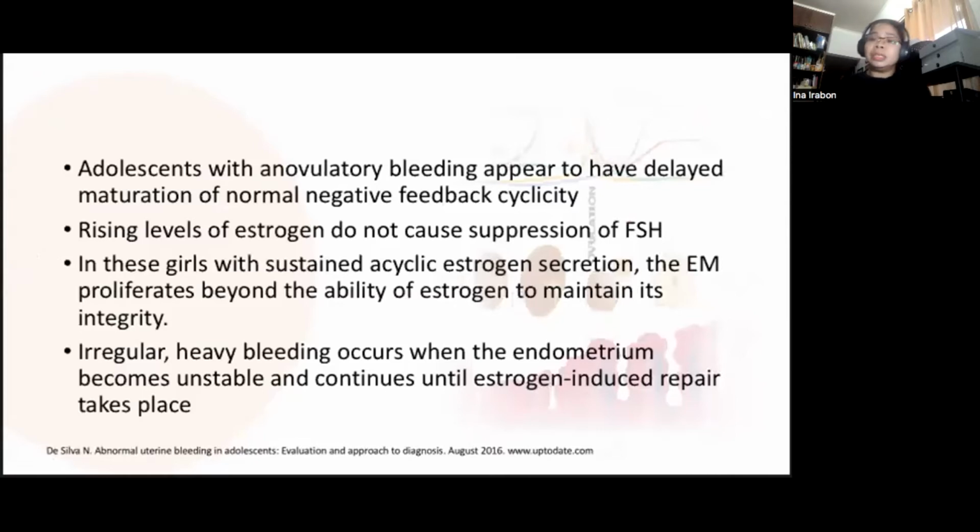Now, adolescents with anovulatory bleeding appear to have delayed maturation of normal negative feedback cyclicity, and the rising levels of estrogen do not cause suppression of FSH. In these girls with sustained acyclic estrogen secretion, the endometrium proliferates beyond the ability of the estrogen to maintain its integrity. So irregular, heavy bleeding occurs when the endometrium becomes unstable and continues until estrogen-induced repair takes place.